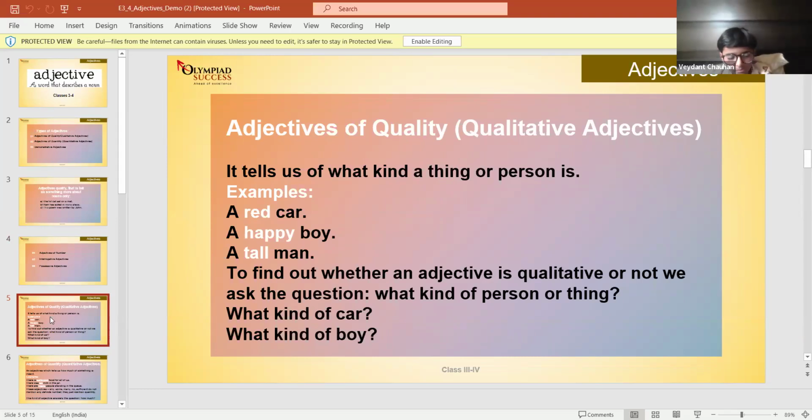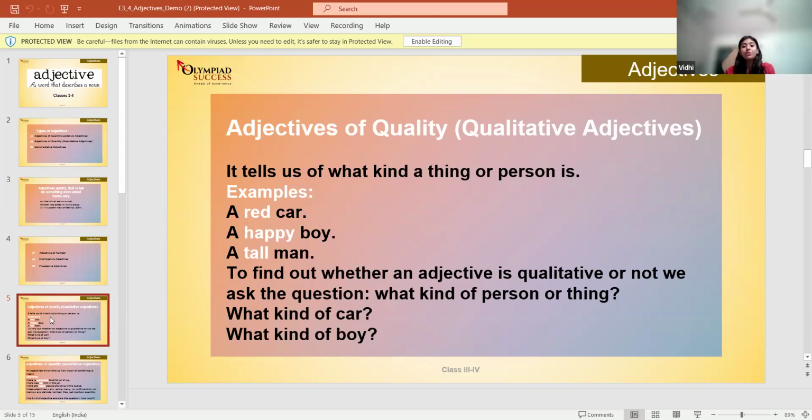For example, a red car. So, what is the color of the car? Red. Yes. A happy boy. So, how is the boy? Happy. So, it is describing the boy, correct? Yes. A tall man. How is the man? Tall. Yes.